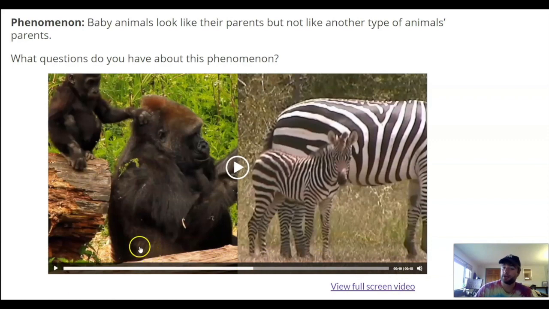And here's another question that I think it's important to think about. So it says baby animals look like their parents, but not like another type of animal's parents. What questions do you have about this phenomenon? So one thing we might have to do is figure out what the word phenomenon means. The word phenomenon is just something that happens in the natural world that we can use science to help explain. So when you think phenomenon, think of something that happens. So the question is, why does this baby gorilla look like its parent here, but not like the zebra parent? Let's watch the video real quick.